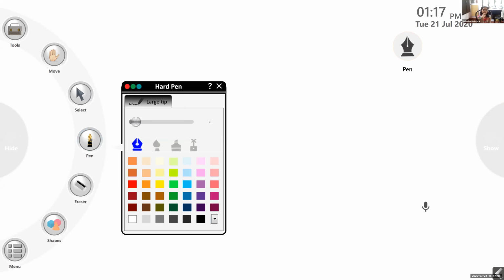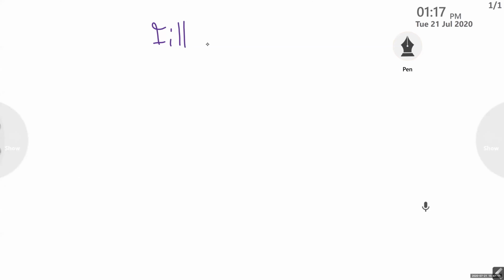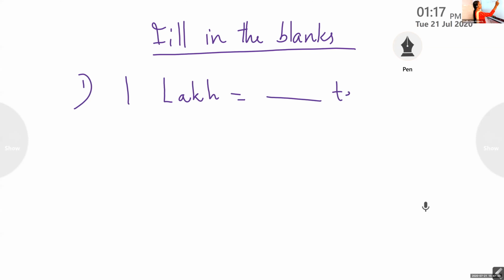I'll write. Okay, the question is, fill in the blanks. Take your notes and write, fill in the blanks. Ma'am, I haven't completed it because I didn't get the notes. You have a rough note with you? Yes, ma'am. So take that rough note and write. 1 lakh equal to dash 10,000.